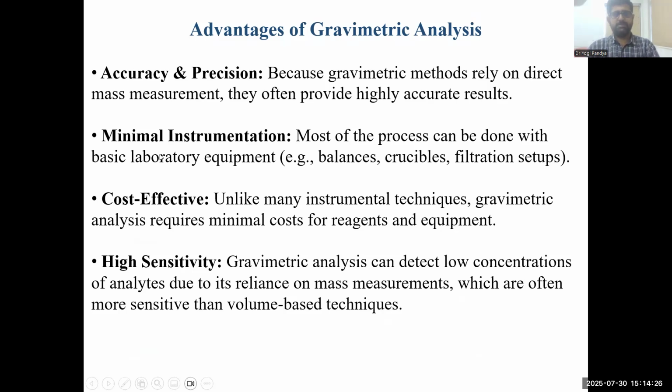Secondly, as we have discussed previously, minimal instrumentation is required, meaning it can be easily done with our common lab equipment like balances, crucibles, filtration setups, etc. Then cost effective, means less expensive as compared to instrumental techniques, right? Even the cost of reagents is very low as compared to other techniques of analysis. Then high sensitivity, means even at lower concentrations we can detect the mass of the particular precipitates, right? So it is also a sensitive method.